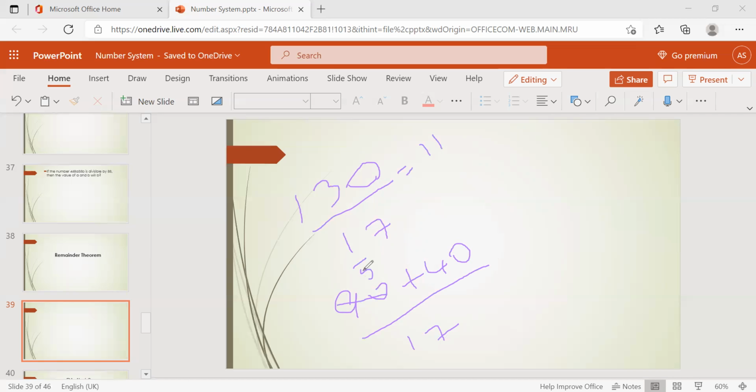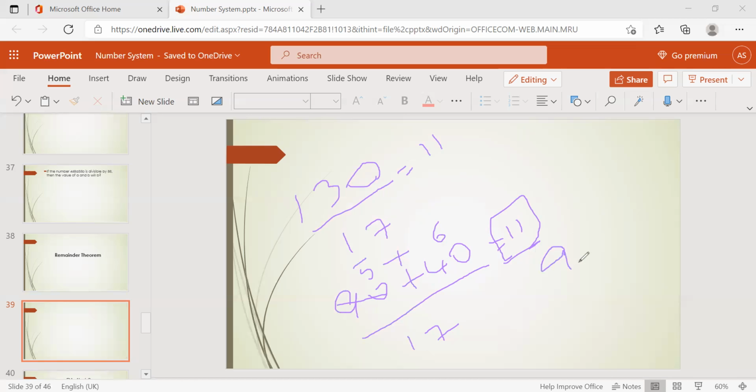Now just see. 17 5s are 85 and 5 is the remainder, and 40. And here it is 40. Then it's nothing but 6, right? 17 3s are 51, 51 that means 6. So remainder will be 5 plus 6, which is also 11, right? It's also 11.